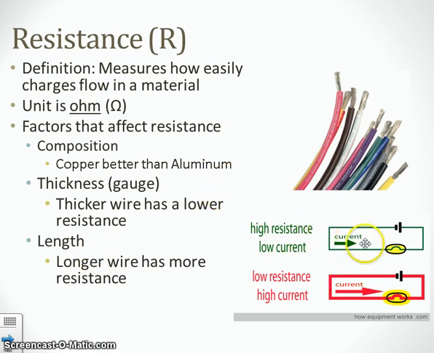So in this little cartoon diagram here, this is supposed to be a thinner wire moving through this circuit, and there will be higher resistance in that circuit, which causes the current to be low. Here there's a thicker wire, so there is less resistance, so the current will be higher.